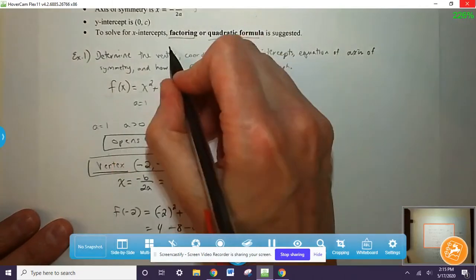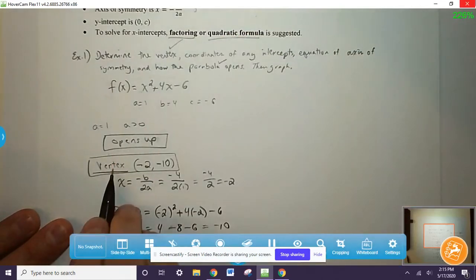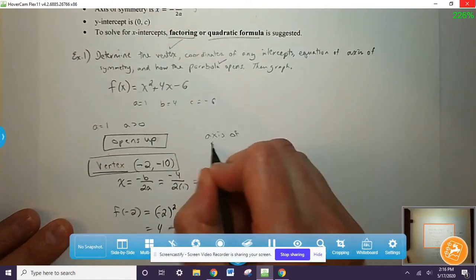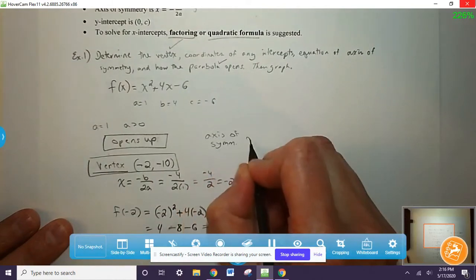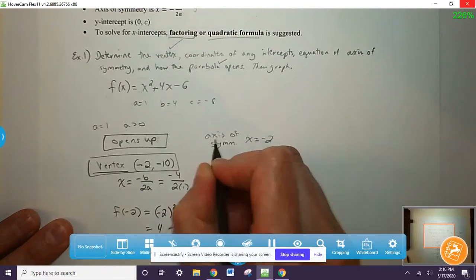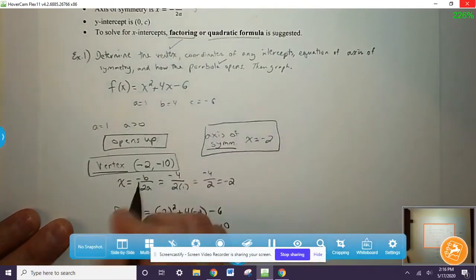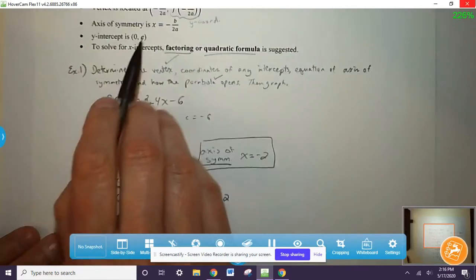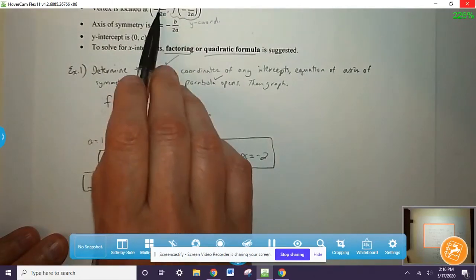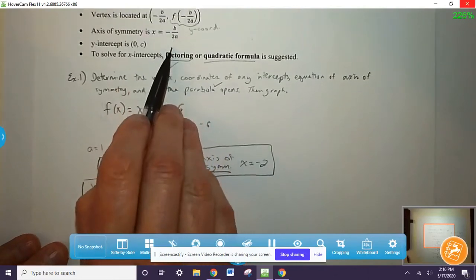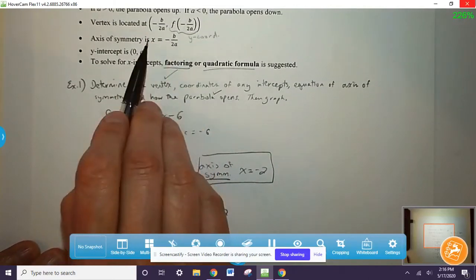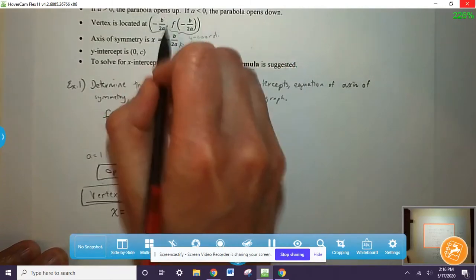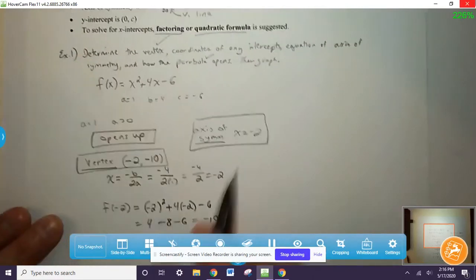All right. I like to, when I find the vertex, find the axis of symmetry next, because the axis of symmetry is going to be the vertical line that goes right through the x coordinate of the vertex. So that's why for the axis of symmetry up here, it says x equals -b/2a. It's the same formula because the axis of symmetry always is the vertical line. So you can write that down if you want. It's the vertical line that goes through the x coordinate of the vertex. So that's going to be our axis of symmetry.